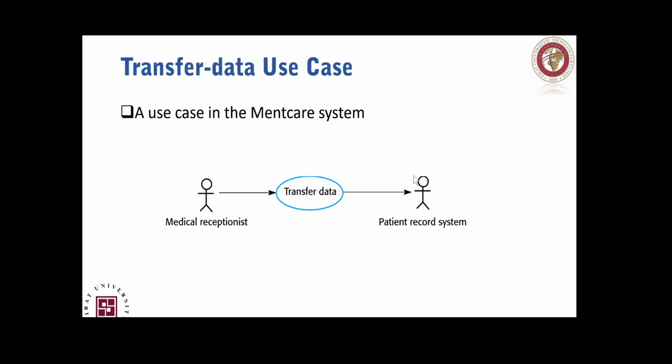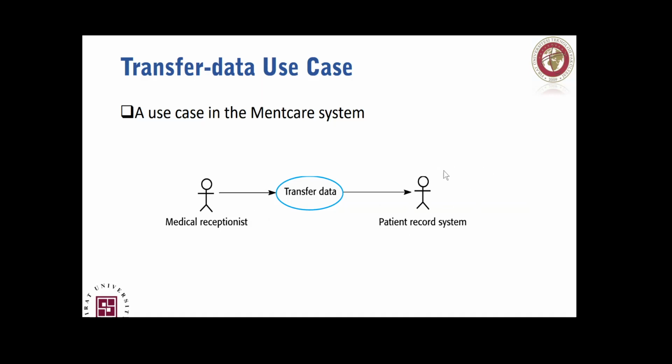system. Now, do not be deceived by this stick figure. It's like a human being. It's not a human being. This is a human being. So medical receptionist is a human being. But the patient record system is another system or subsystem from our system that allows us to record the patient information or update patient information or add things to the summary of the diagnosis of the patient. So it's an actor.